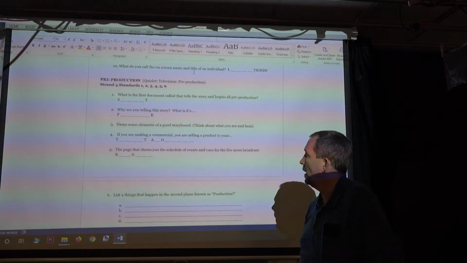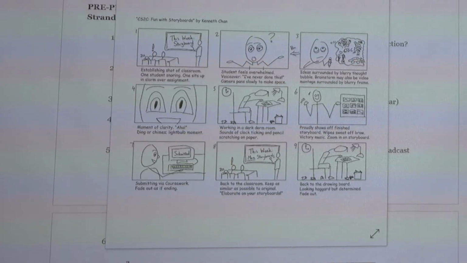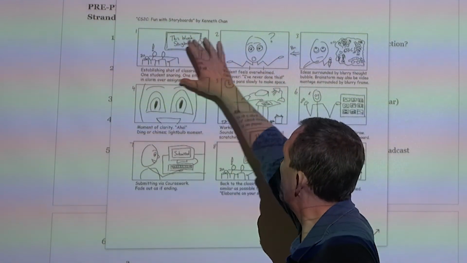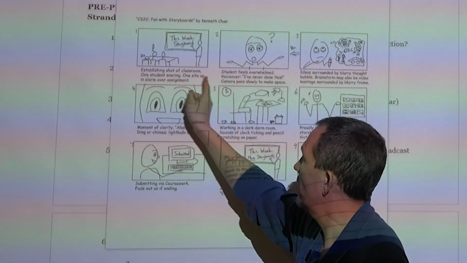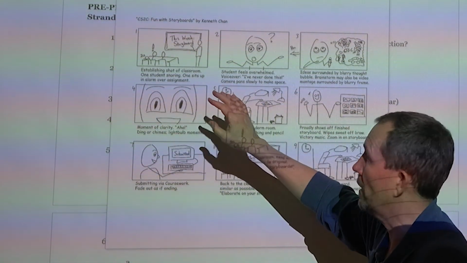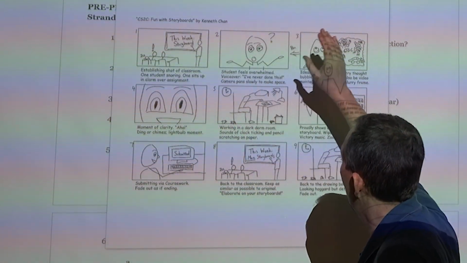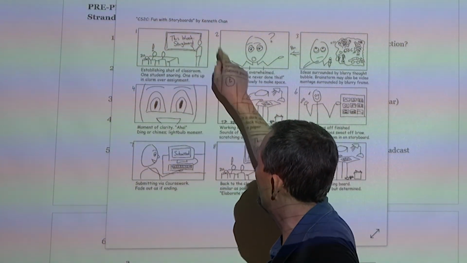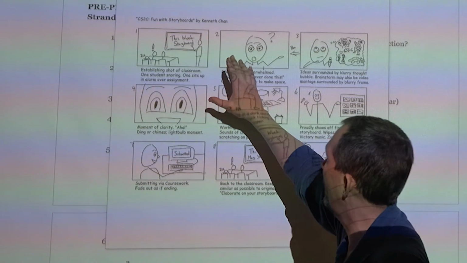Number 3, name some elements of a good storyboard. Think about what you see and hear. Okay, here's a typical storyboard. You always have the squares that you're going to fill in what you see visually, and then underneath you can add some different things that we're going to talk about right now. But first, the storyboard itself shows what you think you're going to be filming. So here we have an establishing shot. It says a teacher saying this week storyboard, and students, we know we're in a classroom.